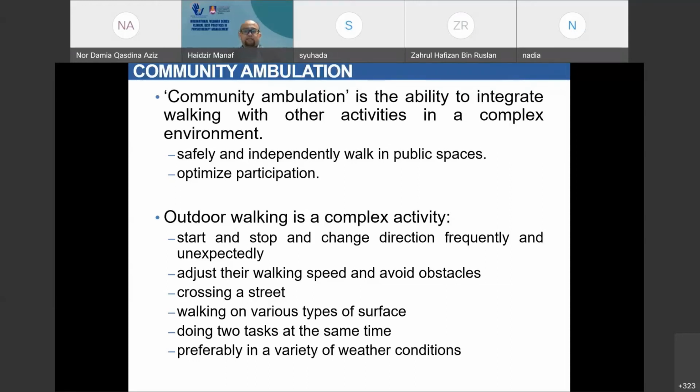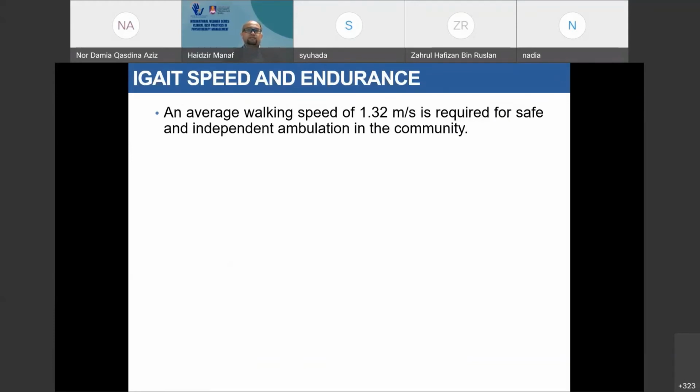Adjust the walking speed and avoid obstacles. Some of the patients might be crossing a street in order to become independent, walking on various types of surface, doing two tasks at the same time, and in other countries, preferably in a variety of weather conditions. So gait speed and endurance. An average walking speed of 1.32 meters per second is required for safe and independent ambulation in the community.